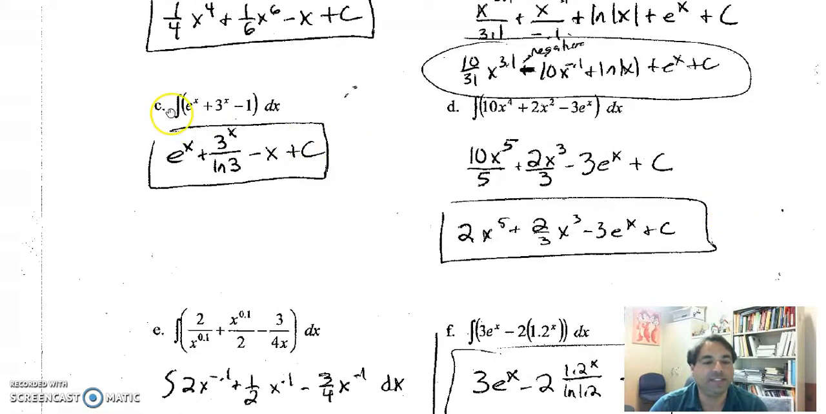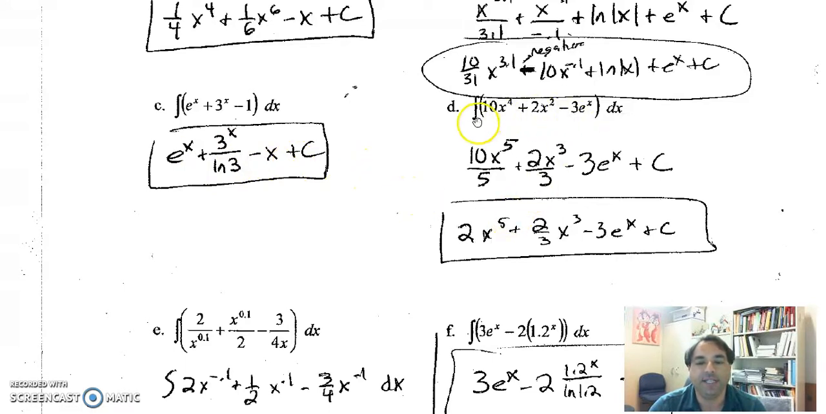Okay, the next example, if we have the integral of e to the x plus 3 raised to the x minus 1 with respect to x, it's ready to go. The integral of e to the x is e to the x, plus the integral of 3 raised to the x, that's a special case, rewrite it, 3 raised to the x, divided by ln of the base, which is 3, minus 1, the integral of 1 is x, don't forget your plus c. So the final answer would be e to the x plus 3 raised to the x over natural log of 3 minus x plus c.